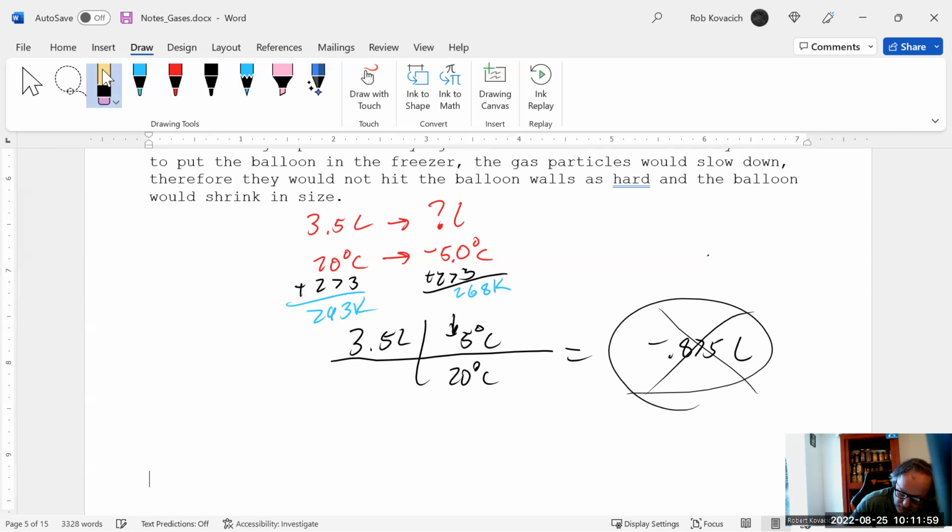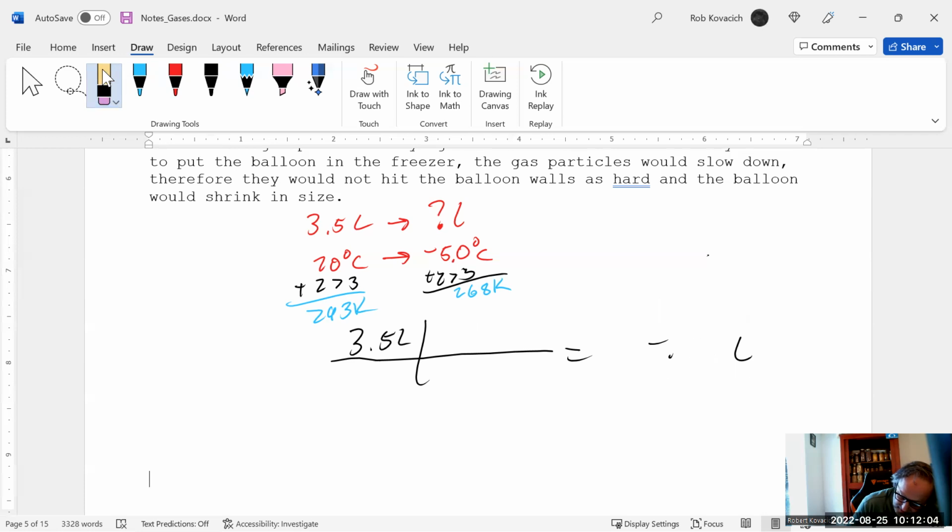All right, so let's do this again. Erase this, erase this, erase this, and I know that it's got to get smaller, so I'll put 268 in the numerator and 293 in the denominator. I can go ahead and cancel out my Kelvin units, and it's going to be a big change. So 3.5 times 268 divided by 293, and I get 3.2. I have 2 sig figs, so 3.2 is my answer.